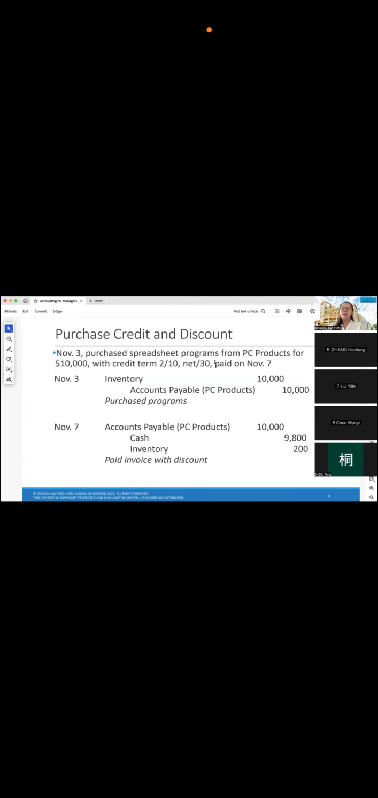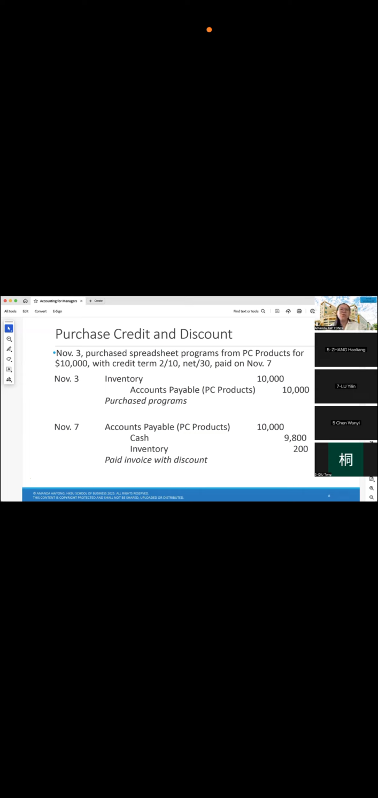Okay, recall that in class I told you before you get excited to calculate the 2%, first of all, you should determine whether the discount should be applied, right? And in this case, it was paid on 7th of November, which is just 4 days after 3rd of November. And so in this case, the credit discount actually applies. Okay, so in the exam, remember to include the discount when you write the journal entries. So what are the different entries for purchases?